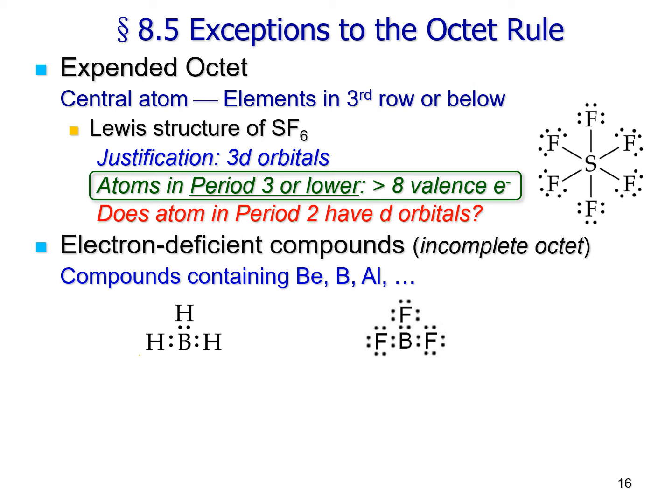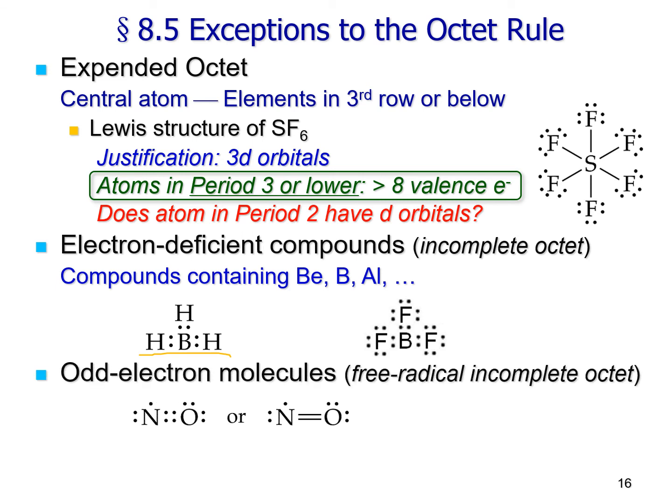In this example, this is what we call the borane, and there are only 6 electrons. And we know for sure as chemists, this compound does exist. It's not stable though, but it does exist. That means boron is okay to have an incomplete octet, with the 6 electrons, of course.